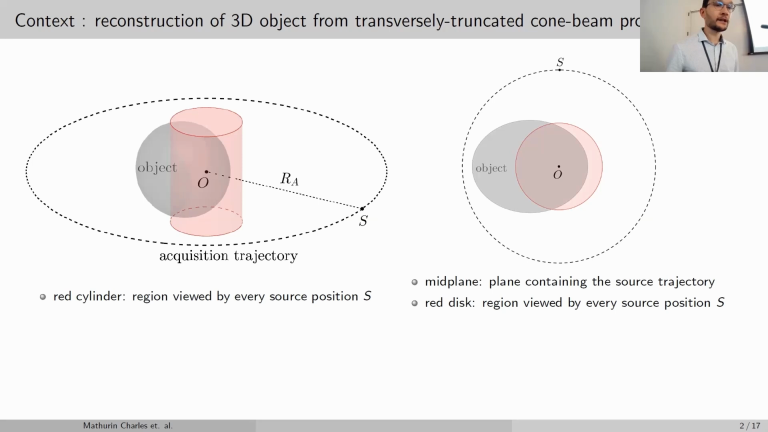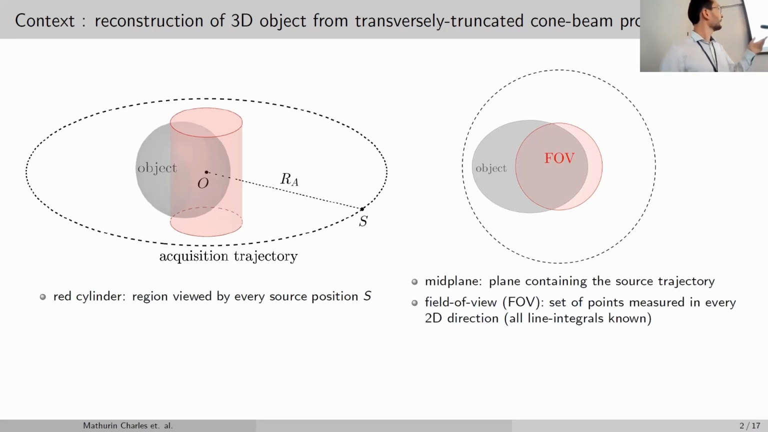And finally, in the midplane on the right, we can see that in the red disk, all the lines are measured because they intersect a source position. We call this red disk the field of view, which is the set of points measured in every direction. So basically, we know all the line integrals for the lines crossing the field of view. And this is true only in the midplane.